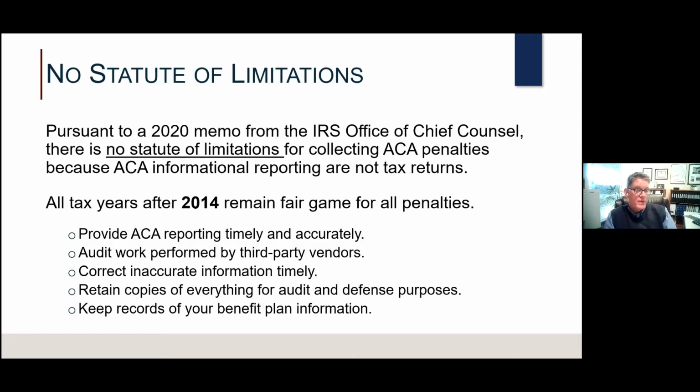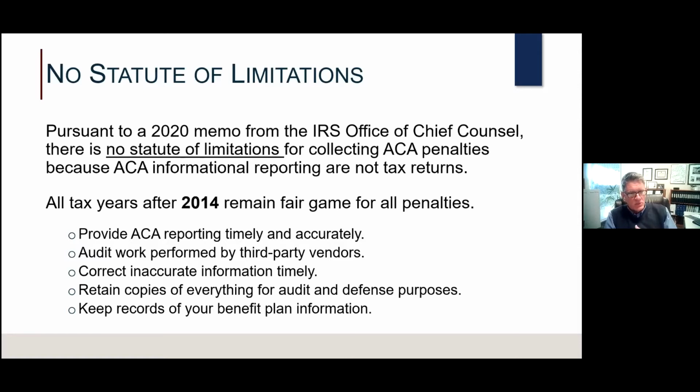The concerning part of this for me is that there could be situations where an employer maybe got an A penalty for failing to offer coverage for a prior tax year, got relief from that, and thought, okay, we're good, we don't have to worry about those past years. But my concern is the IRS can still go back to those past years for the B penalty, which is the one for not offering affordable coverage. So just be aware of that.